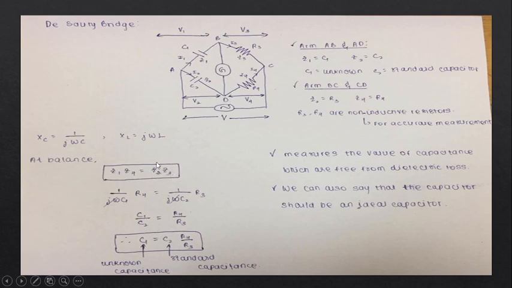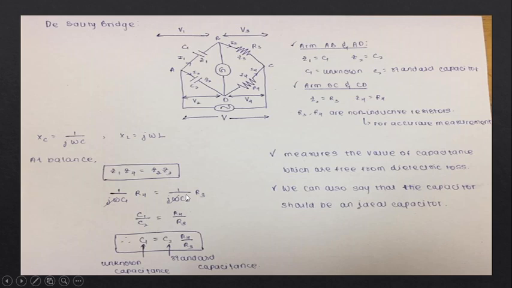To get the value of the unknown capacitance, we substitute Z1, which is simply 1 divided by j omega C1, and R4 remains the same because Z4 here is the resistor. So 1 divided by j omega C1 times R4 is equal to Z2 times Z3. Z2 is the standard capacitor C2, which can be written as 1 divided by j omega C2, times R3.